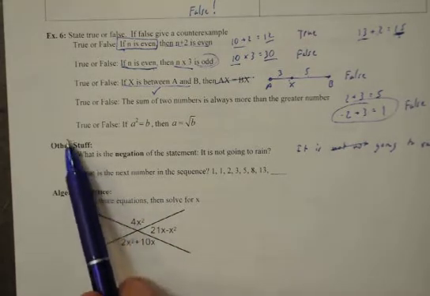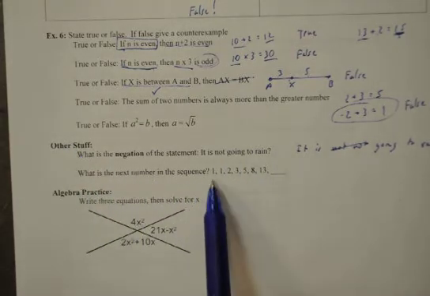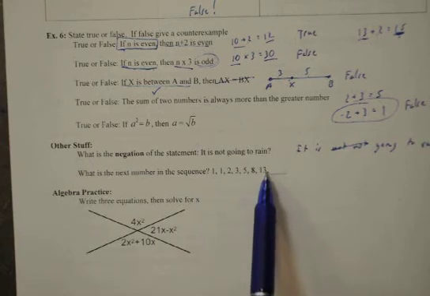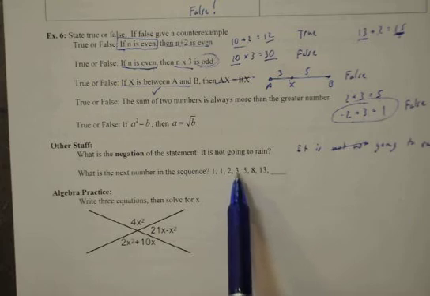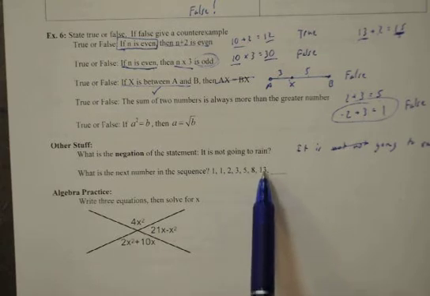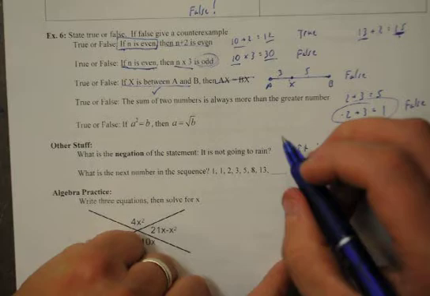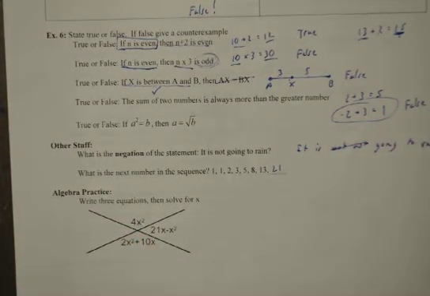Next, this is other stuff. What is the next number in the sequence? So we're just looking for patterns. 1 plus 1 is 2. 1 plus 2 is 3. 2 plus 3 is 5. 3 plus 5 is 8. 5 plus 8 is 13. 8 plus 13 is 21.